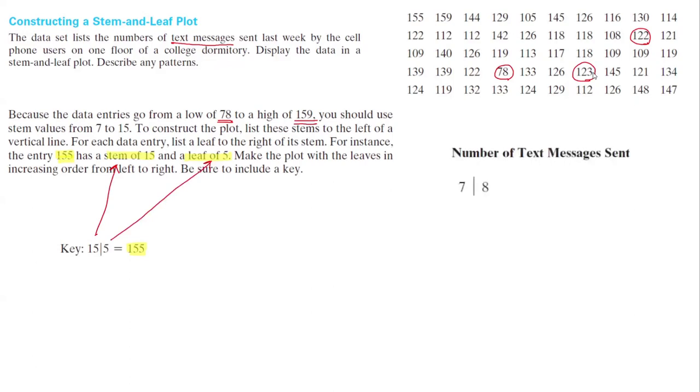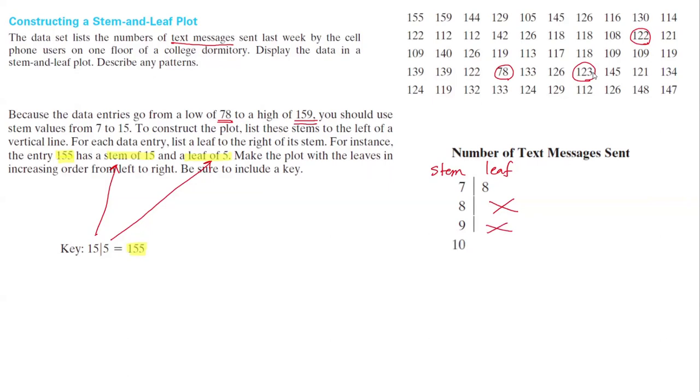Let's begin. The minimum data entry is 78. 7 is the stem, and 8 is the leaf. We don't have any 80, 81, 82, 83, and so on. We're still going to write down 8 as the stem, and we're going to leave nothing on the leaf area. We don't have any 90, 91, 92, so we're going to list the stem 9, and there is no leaf.